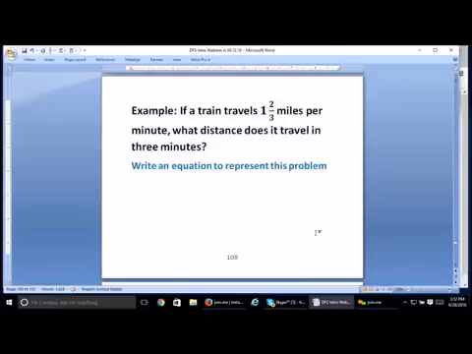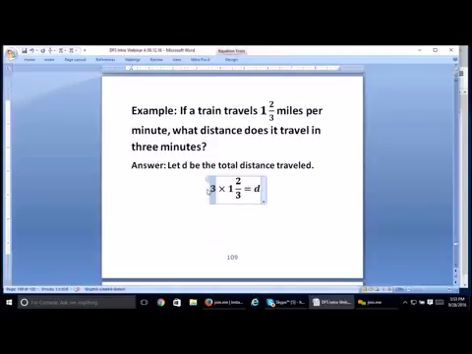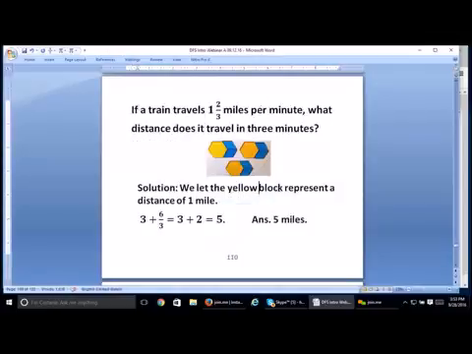Okay, I think this is our last problem for today. If a train travels 1 2/3 miles per minute, what distance does it travel in 3 minutes? Write an equation to represent the problem. Okay, the students use a letter. For example, let's say D be the total distance traveled. So D would be 3 times 2 1/3. The 3 is on the outside. The 3 is the operator. 3 times 2 1/3. And then the students can use their fraction blocks to see that the answer is 5.